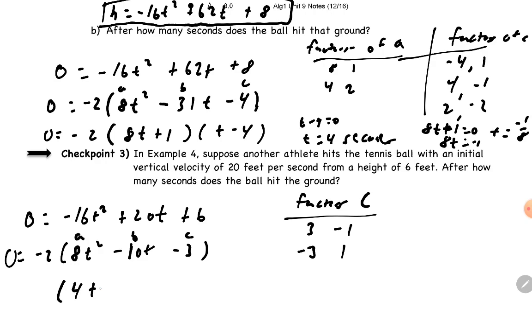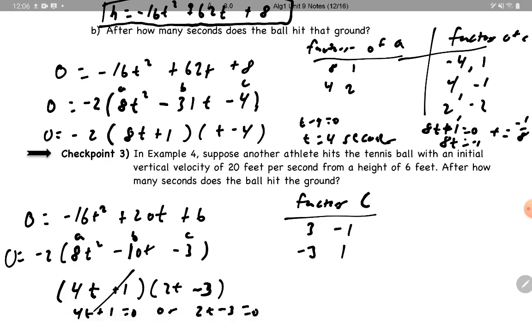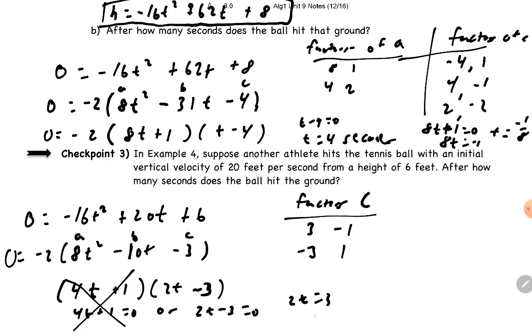This comes out to be 4t plus 1 times 2t minus 3. So either 4t plus 1 equals 0, or 2t minus 3 equals 0. This one is not going to be, because it'll be negative. This one will be 2t equals 3. So t equals 3 halves, so 1.5 seconds.